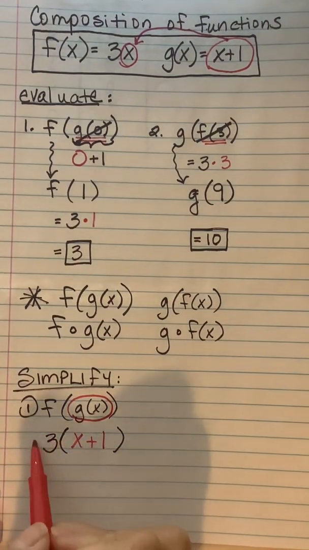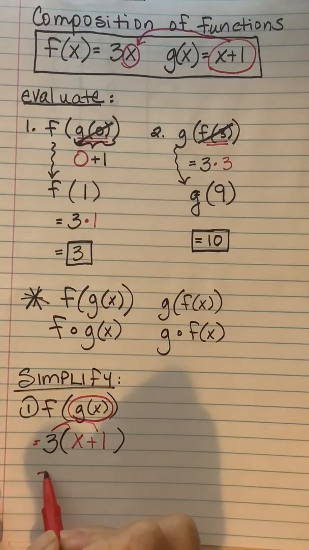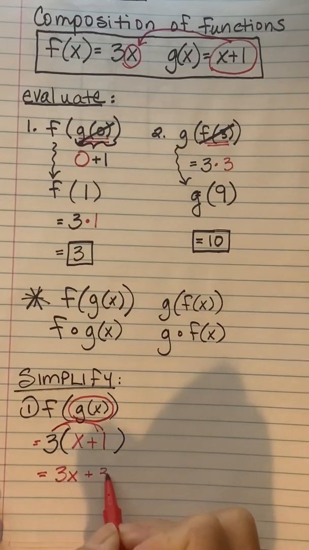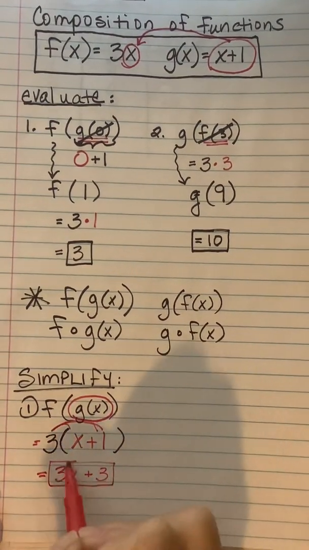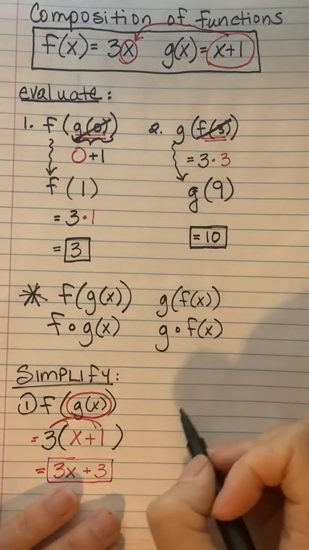Okay, so an entire function is my new input. Well, now we have to simplify. Okay, distribute, 3 talks to the x, I end up with 3x. 3 talks to the 1, I end up with 3. So f of g of x becomes a whole new function, 3x plus 3. All right, let's try the other way.